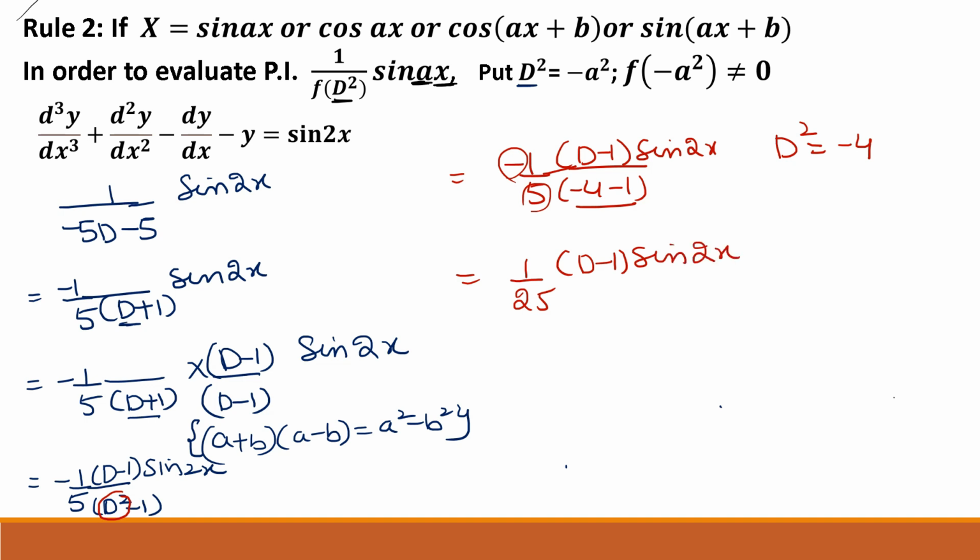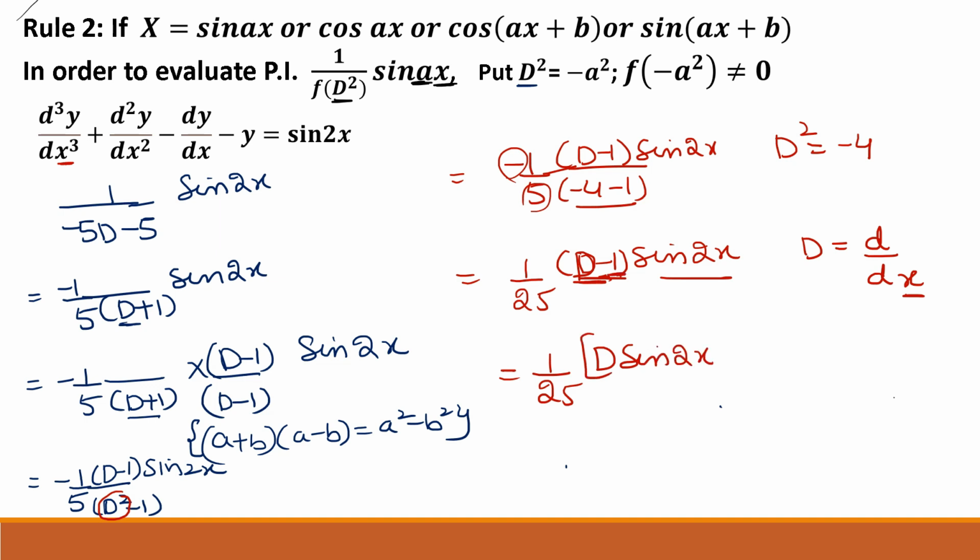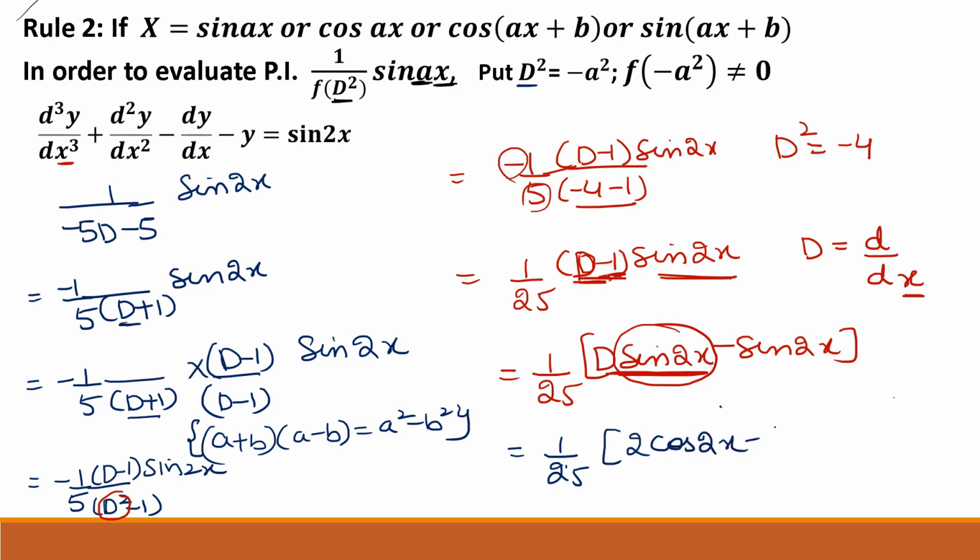This is not our final solution because D is still here. And what is D? D is the operator which is the derivative with respect to the independent variable x, and in my case the independent variable is x. So now we'll take this sin 2x inside. We get 1 by 25, D sin 2x minus 1 into sin 2x, that is minus sin 2x. Now D sin 2x means the derivative of sin 2x with respect to x, which is 2 cos 2x. So that is 1 by 25 (2 cos 2x minus sin 2x).